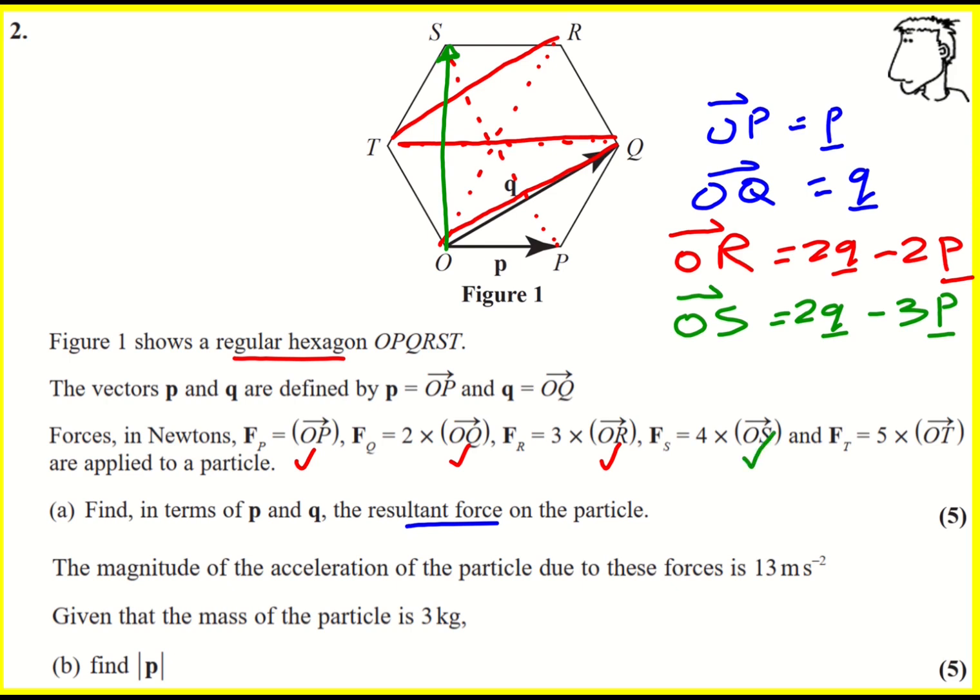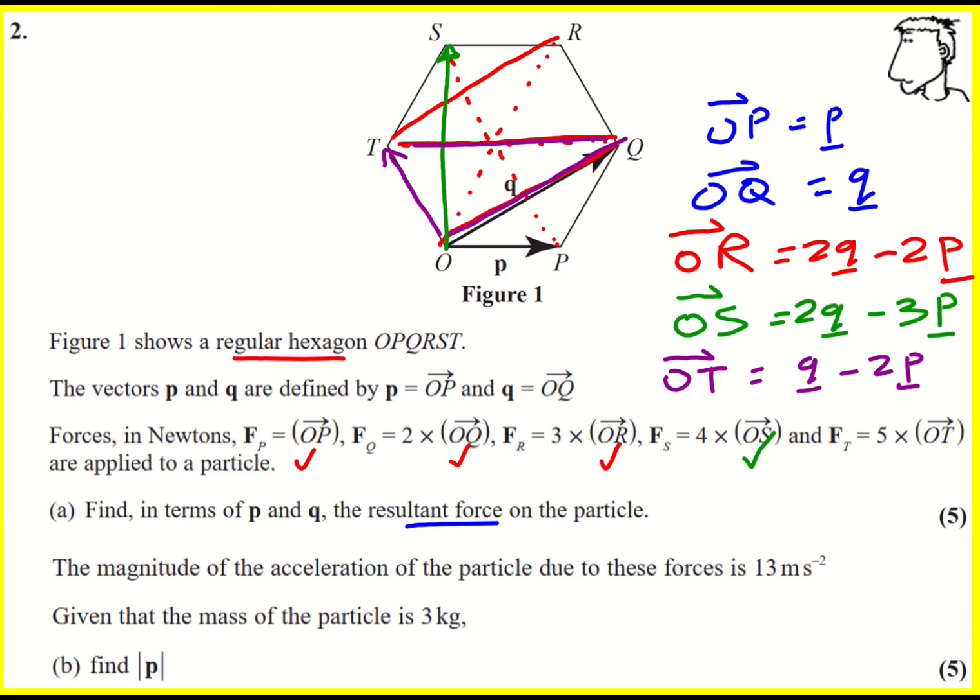And finally, OT. Okay, so I want to get to here. Actually that's not too bad because I can get from O to Q and then just minus 2P. So it's actually going to be Q minus 2P. Okay, and I'm nearly there.